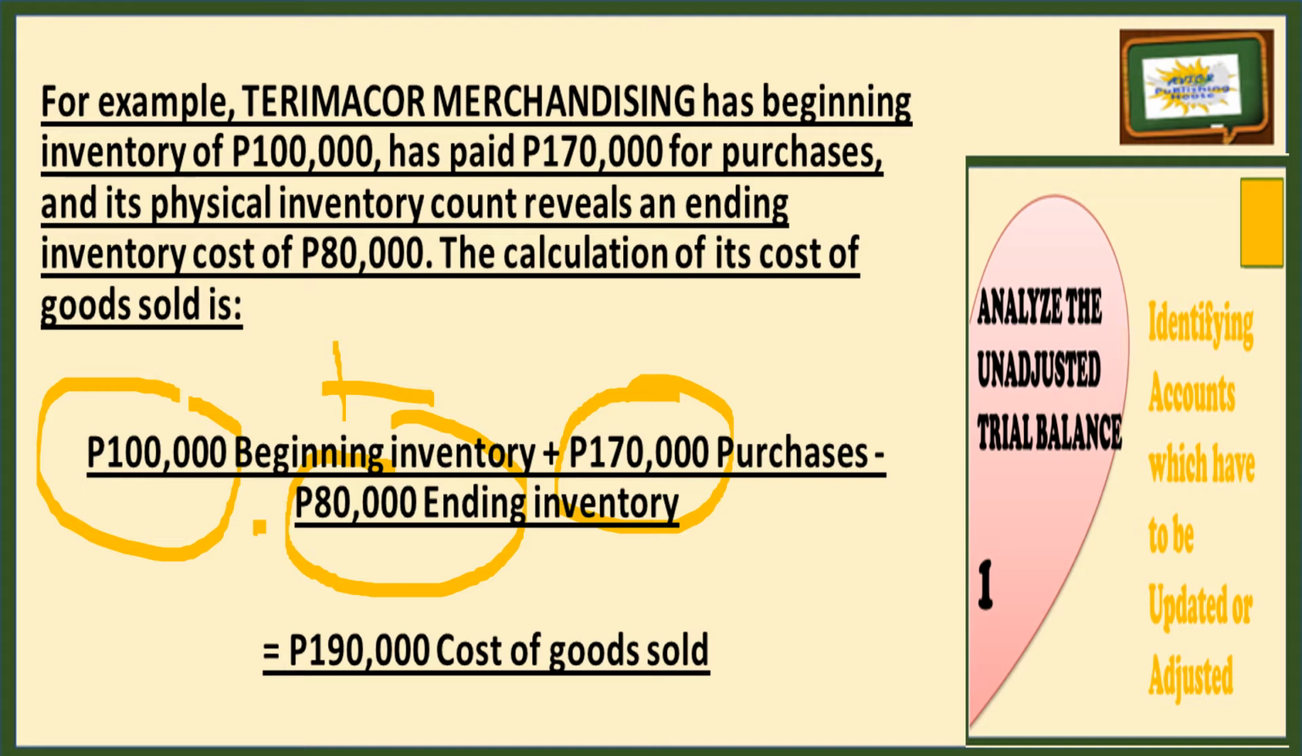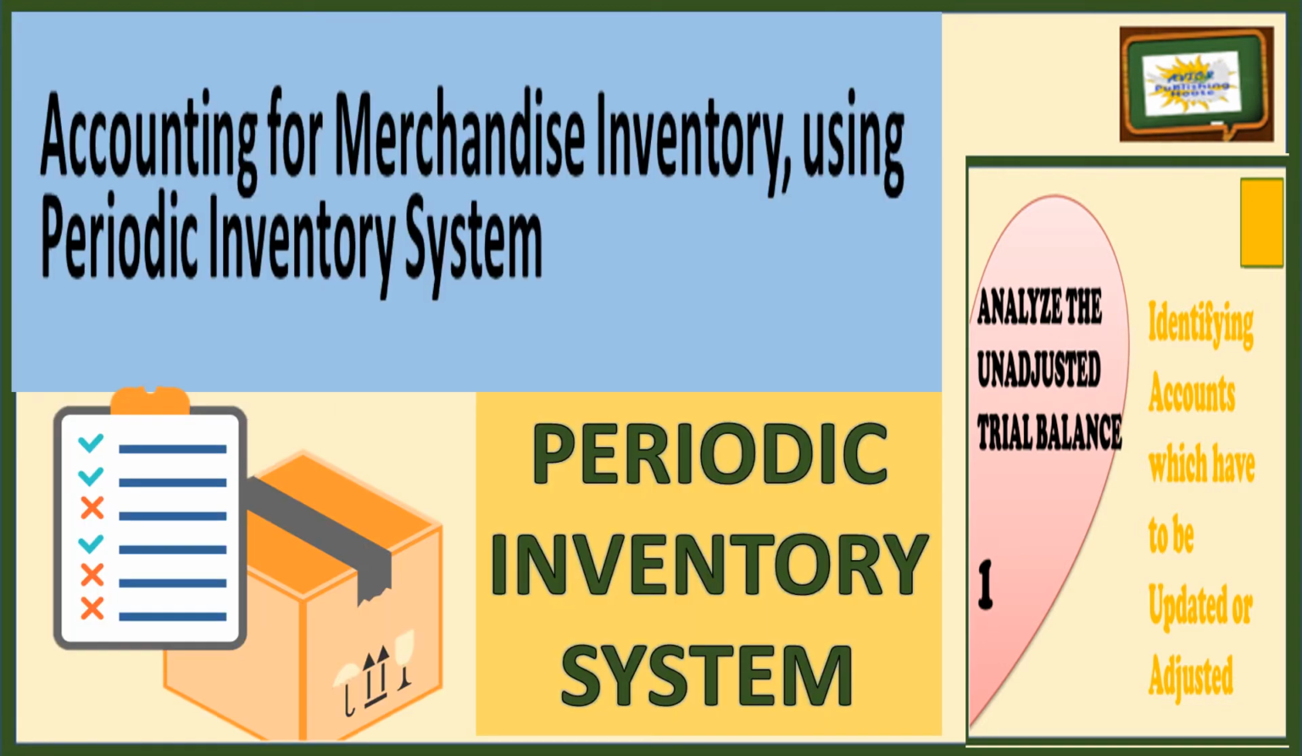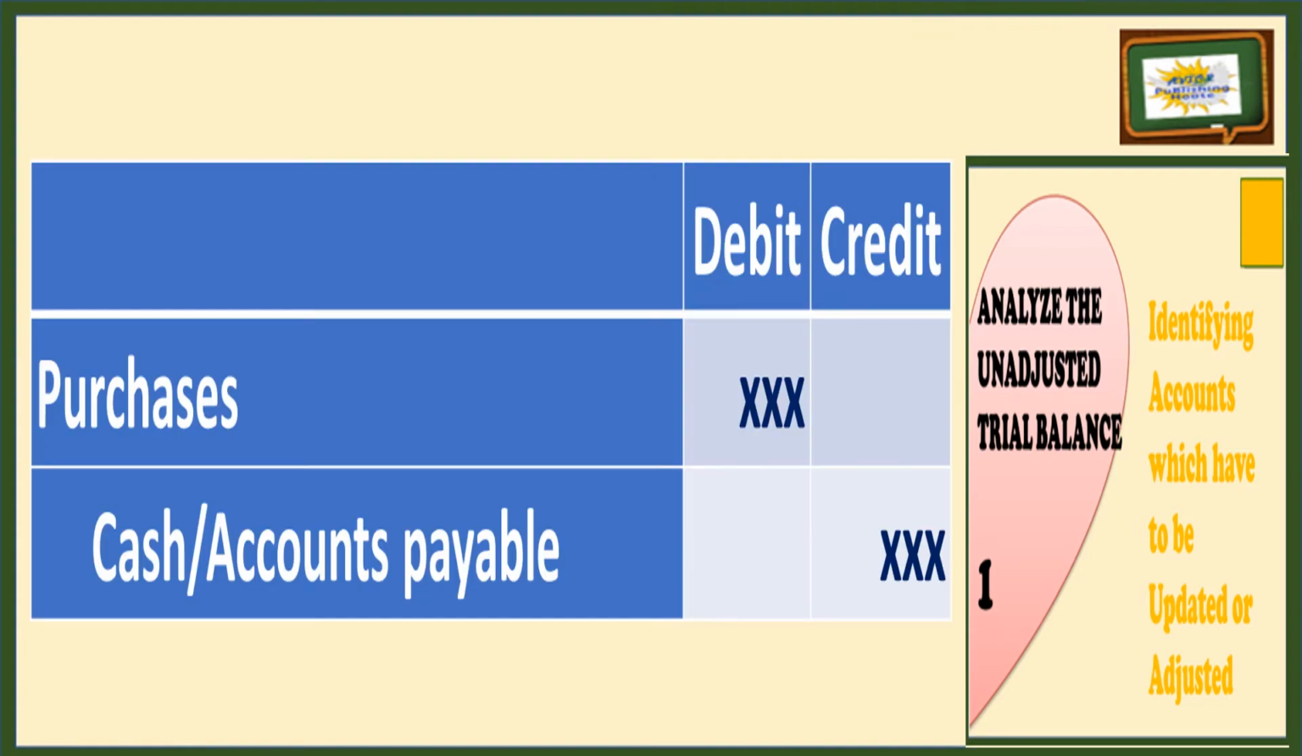Otherwise, you cannot have your net income. Under a periodic inventory system, inventory purchases made initially are stored in a purchases account with the following journal entry: debit purchases, credit cash or accounts payable.